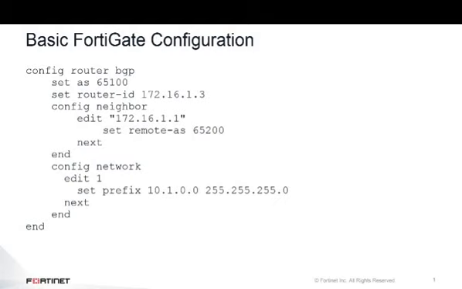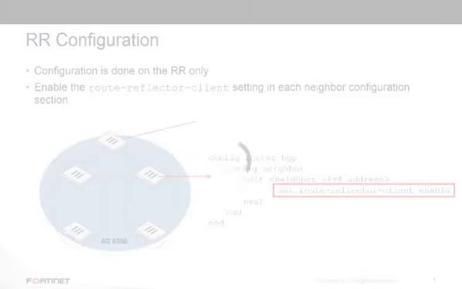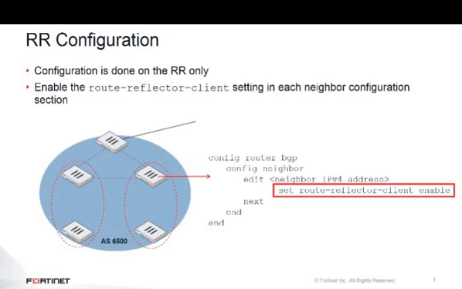This slide shows an example of a basic FortiGate configuration. In this case, remote AS is the same as local AS, which means it is an IBGP configuration. When implementing an RR, the configuration is done on the RR only. You can use the command shown on this slide to configure each neighbor that will be participating in the RR cluster.